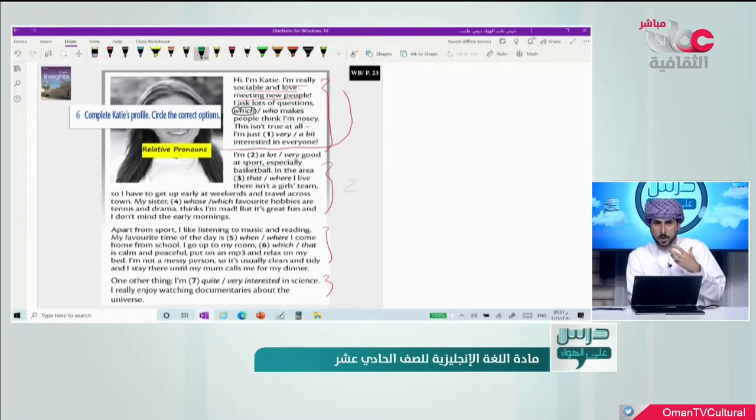So now, based on this sentence, we know that she is going to talk about sport and how she is interested in sport and what kind of sport she likes and so on. So this is the topic sentence. The rest are what? Supporting sentences. So let's figure out these sentences. "In the area where I live, there isn't a girls' team." She's talking about girls' team, and there's no girls' team in her place where she lives.